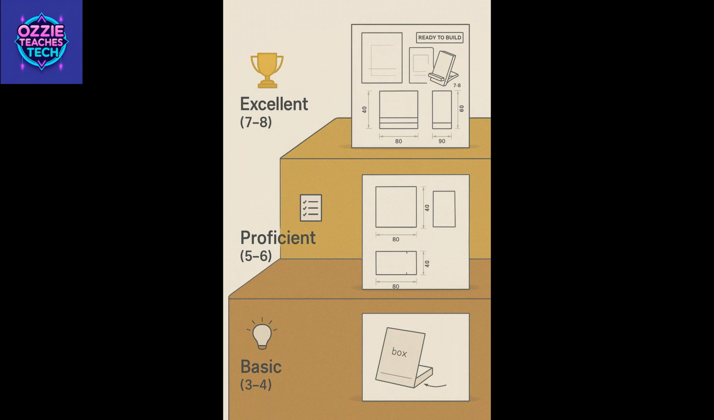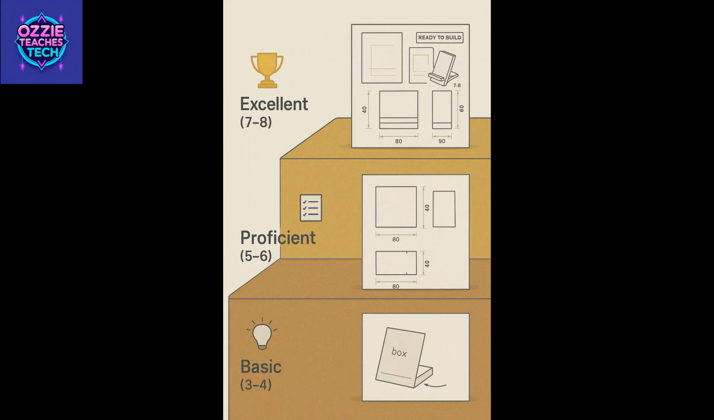Want to know what moves you from a basic level to the highest achievement level? For a basic level 3 to 4, include some planning drawings with basic dimensions. List main materials needed. Drawings might have some missing details. For a proficient level 5 to 6, include multiple detailed drawings with most dimensions, comprehensive materials and tools list, mostly accurate and workable plan. For the excellent level 7 to 8, highly detailed, accurate drawings from multiple angles, every dimension clearly marked, comprehensive requirements covering all aspects, professional presentation. Someone could realistically create a solution from your documentation.